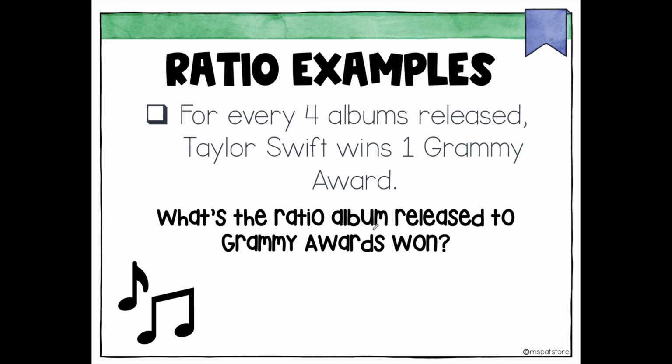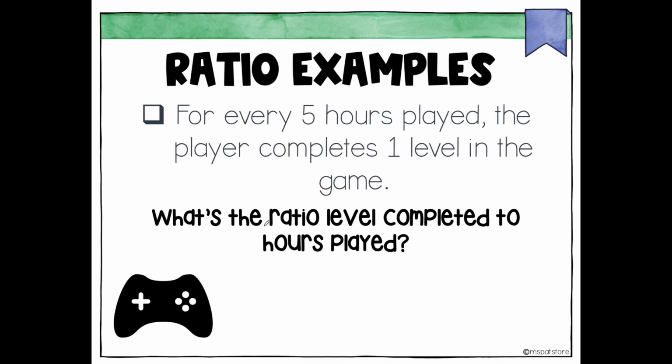Alright, as they are asking me for the album first, she released 4 albums, so it will be 4. For every 4 albums, she wins 1 Grammy. So basically, this is my ratio, the ratio that they're asking me. What's the ratio? Album released to Grammy Awards won. Pause the video and try to do this ratio example.